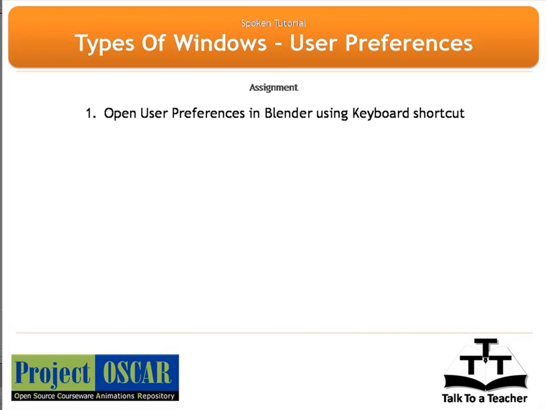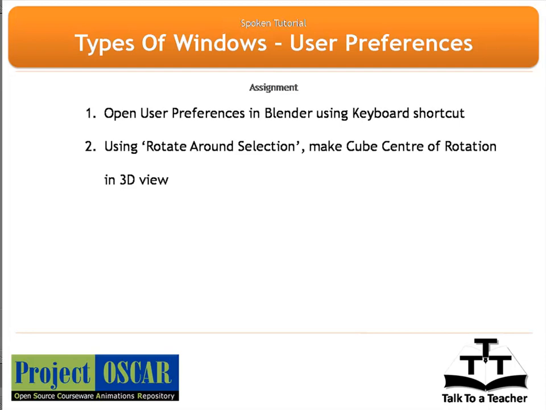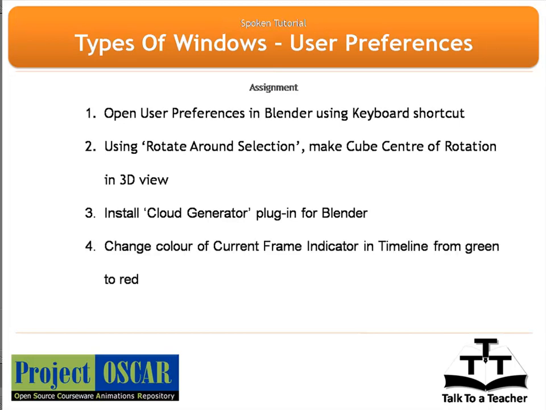Now, try to open the User Preferences window in Blender using the keyboard shortcut. Then, using Rotate Around selection, make the cube the center of rotation in the 3D view. Install Cloud Generator plugin for Blender. Change the color of the current frame indicator in the timeline. And set the location for render output on your computer. All the best!